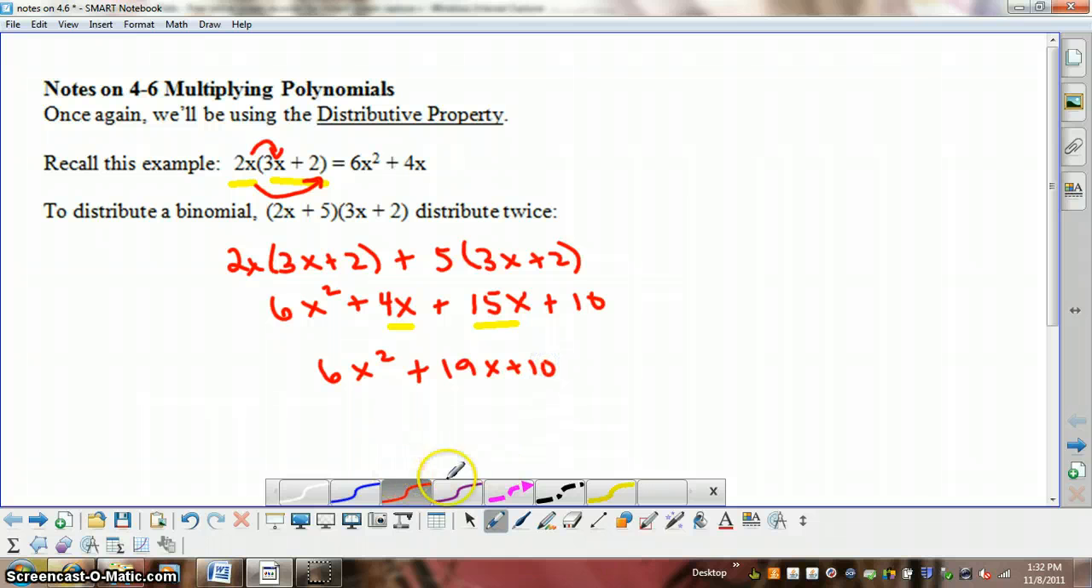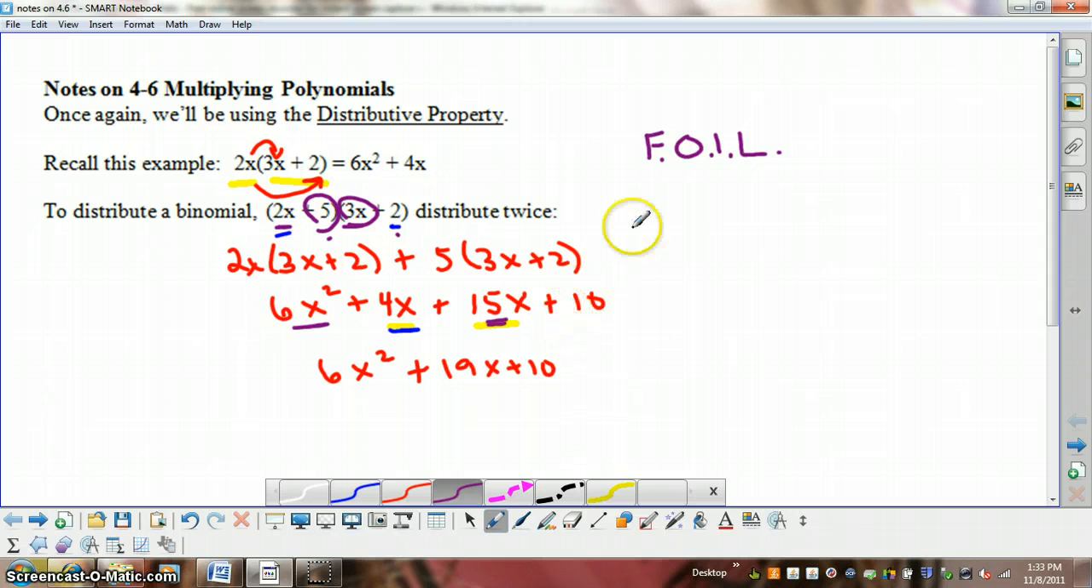Now, some of you may have already been exposed to this word to describe multiplying a binomial times a binomial, FOIL, and that stands for first, outer, inner, last. So if you notice, if we multiply the first terms together, we would have 6x squared. If we multiply the outside terms together, the 2x times the 2, we have this 4x. Then if we multiply the inside terms, the 5 times the 3x, we get 15x. And then last but not least, we multiply the 5 and the 2, and we get 10. You could do that if you want.